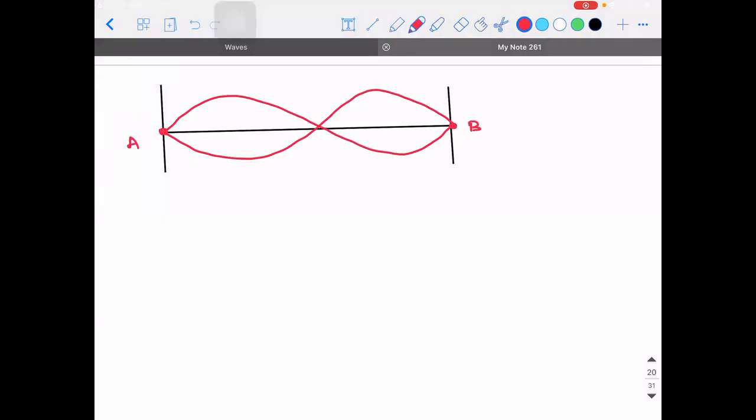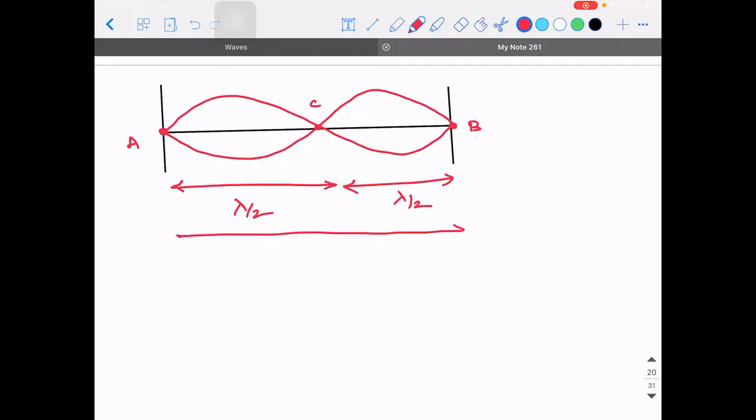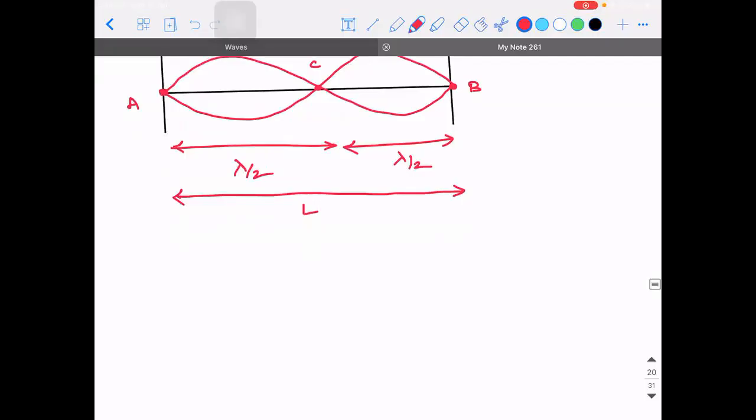A, B. Let me call this point C. So what is this distance? Lambda by 2. Because it is the distance between successive nodes, and this distance is also lambda by 2. And still, what is the length of the string? It is the same string that is taken into consideration. Length didn't get doubled. Within the same length, instead of producing one standing wave, you are able to produce two standing waves. Correct?